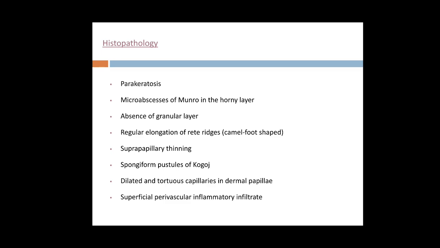And the second layer, the granulosum, will be absent in psoriatic lesions, and there will be acanthosis, suprapapillary thinning, and spongiform pustule of Kogoj in the stratum spinosum. There will be regular elongation of the rete, which will give an appearance of camel foot. And next, below the epidermis, you can see dilated tortuous capillaries in the dermal papilla. These dilated tortuous capillaries of the dermal papilla, suprapapillary thinning, acanthosis, and absence of the granular layer are all the reasons why, when you scrape more and more in a Grattage test, you start getting pinpoint bleeding.